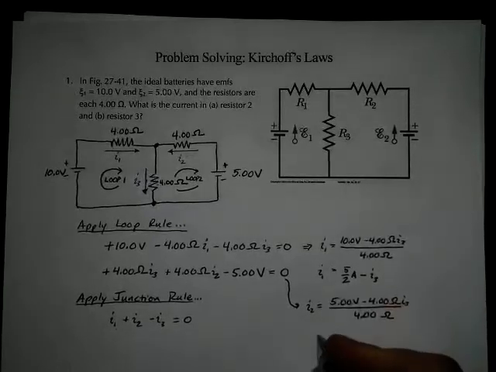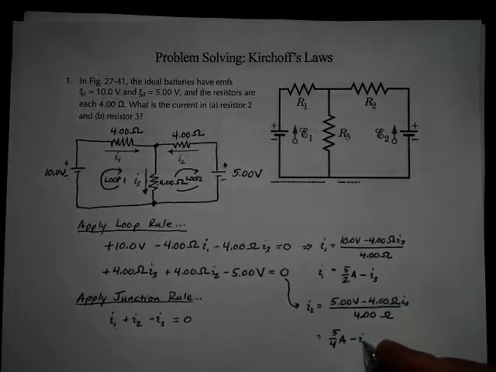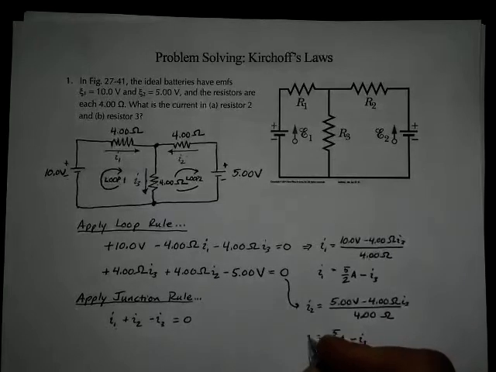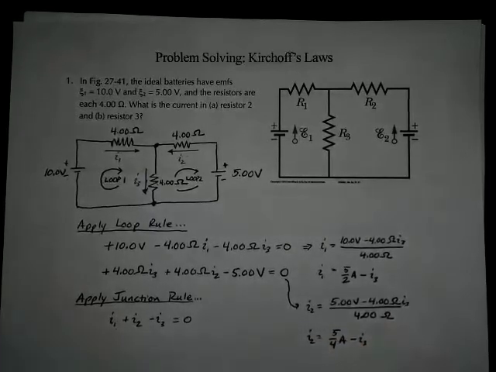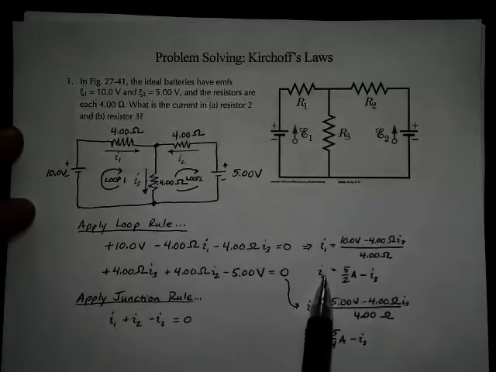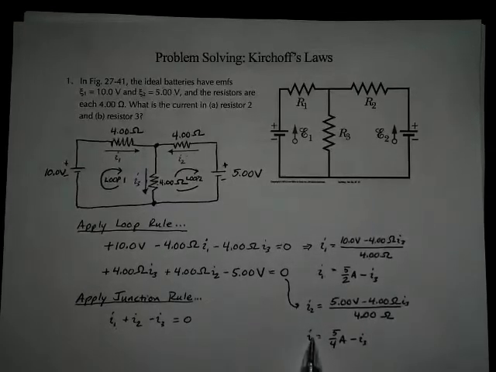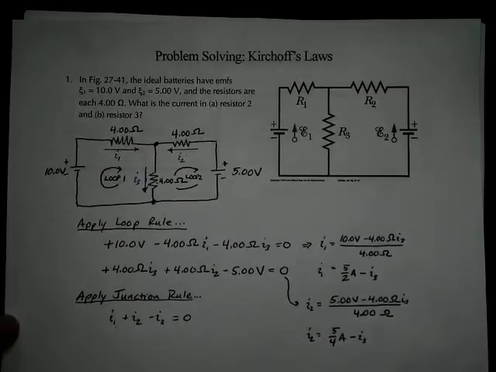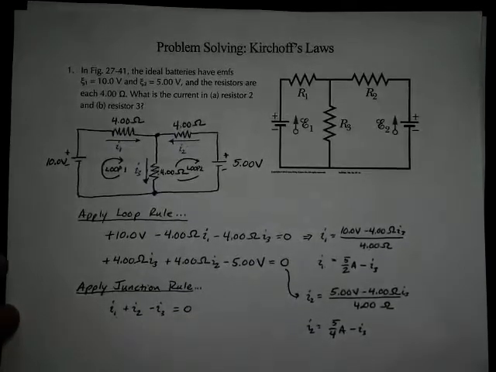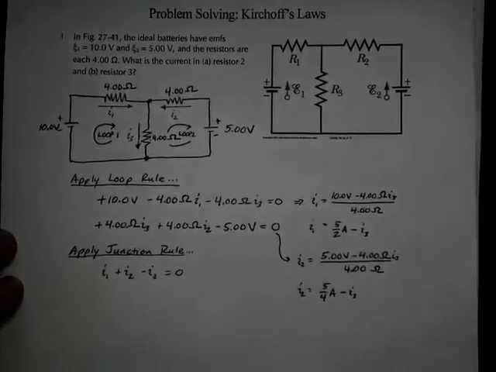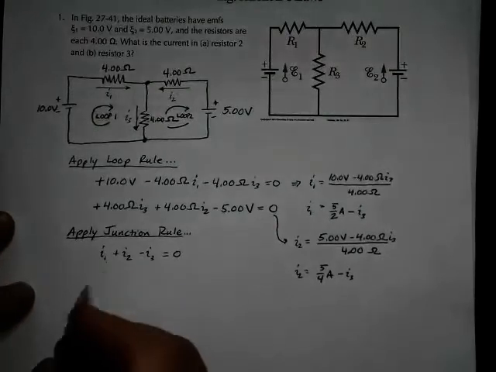And 5/4 gives me 5/4 of an amp, or 1.25 if you prefer decimals. 4/4 again is 1, so this is minus I3, and this is I2. Now, why did I do that? Well, I now have an expression for I1 and an expression for I2, and I can plug them both into this junction rule equation so that I have an equation that just has I3 in it as the unknown. So let's go ahead and do that.